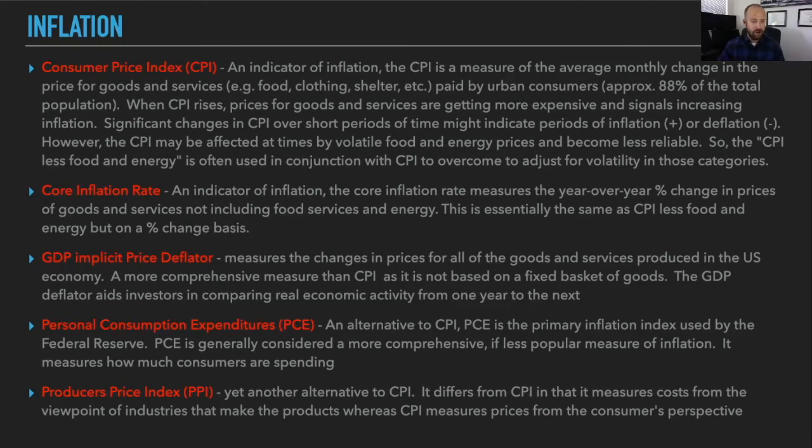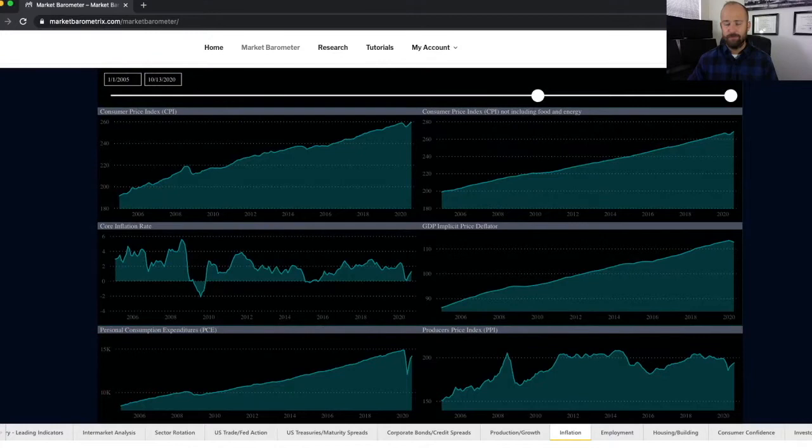So popping into the market barometer here, we have several different measures of inflation. Now, each of these is going to measure inflation in a different way. So for example, the Consumer Price Index, or CPI, that's probably the most popular, most quoted measure of inflation. It measures a fixed basket of goods and services.